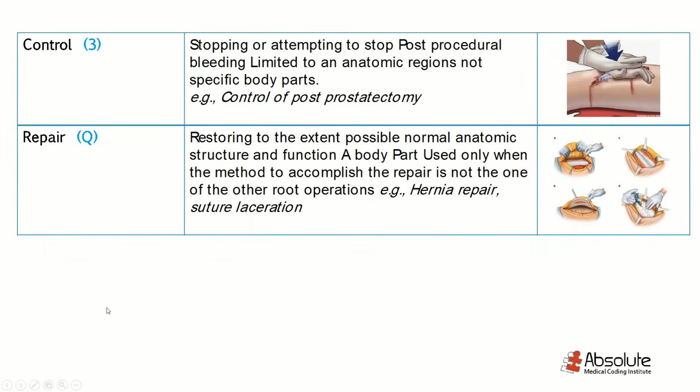And you've got your value 3, control. This is stopping or attempting to stop post-procedural bleeding limited to an anatomical region, not specific body parts. So an example would be control of bleeding post-prostatectomy, post-hysterectomy.